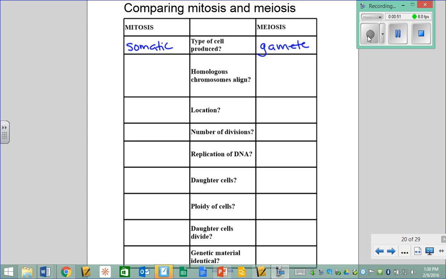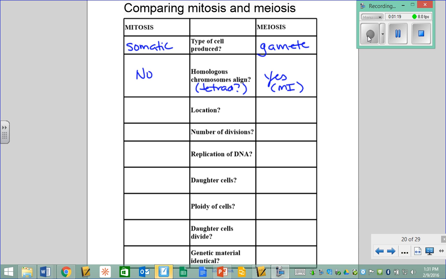Do homologous chromosomes align? This is more or less a yes or no question. In meiosis, yes. Specifically, meiosis 1. In meiosis 1, homologous chromosomes line up next to each other. What we're really asking here is, does a tetrad form? And so the answer is no in mitosis.